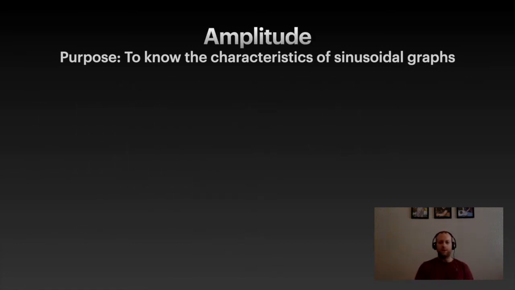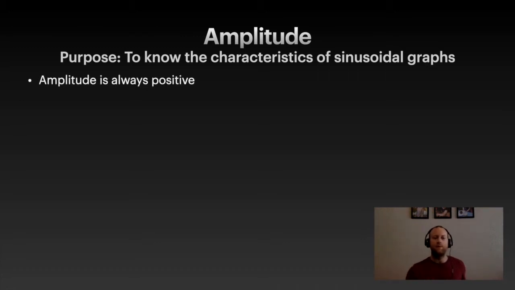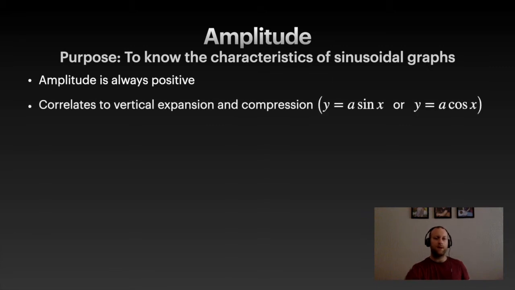So that was looking at just the basic function. Now we're going to look at some transformations of our graphs. So amplitude, we saw amplitude already in the first ones with sine and cosine. The amplitude is always given as positive. You never write that as negative. And it correlates to the a value with our function.